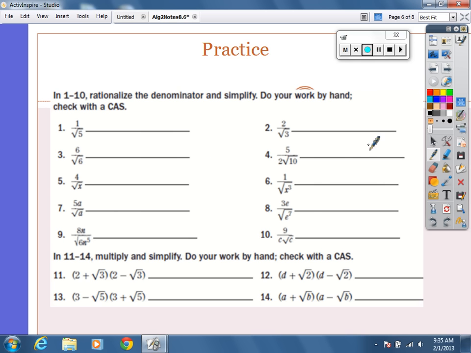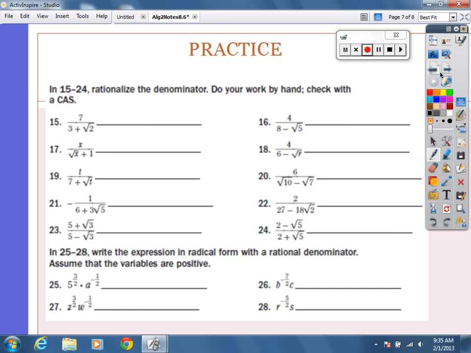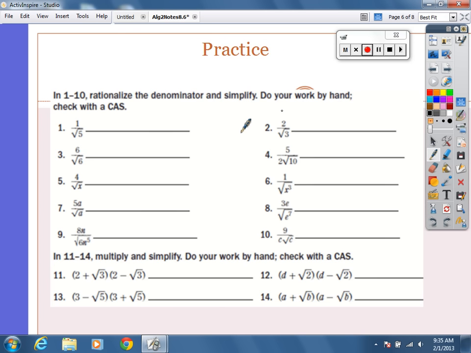Okay, so we got more practice here. I wonder how much I have. Oh, I have lots of practice. Okay, so let's just do a few on these odds, and you guys can stop whenever you need to.